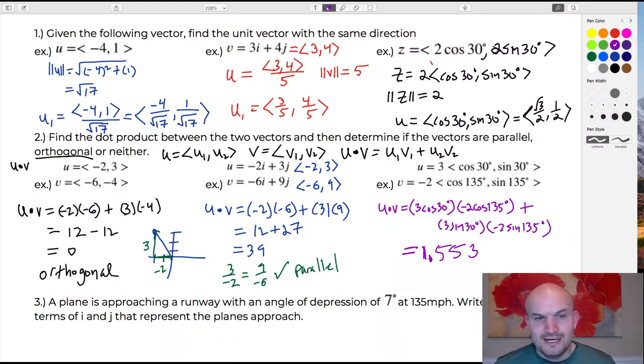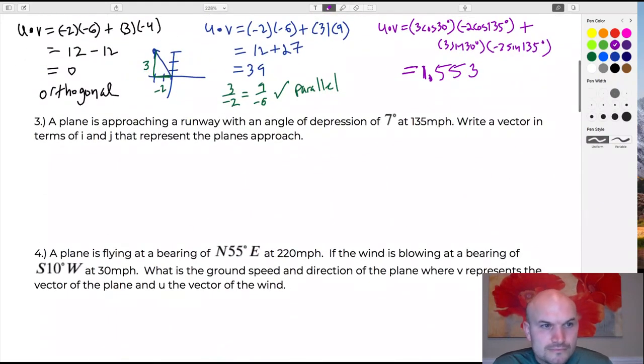All right. Let's go and get on to the word problems. So the next one says a plane is approaching a runway with an angle of depression of 7 degrees at 135 miles per hour. Write a vector in terms of i and j that represents the plane's approach.